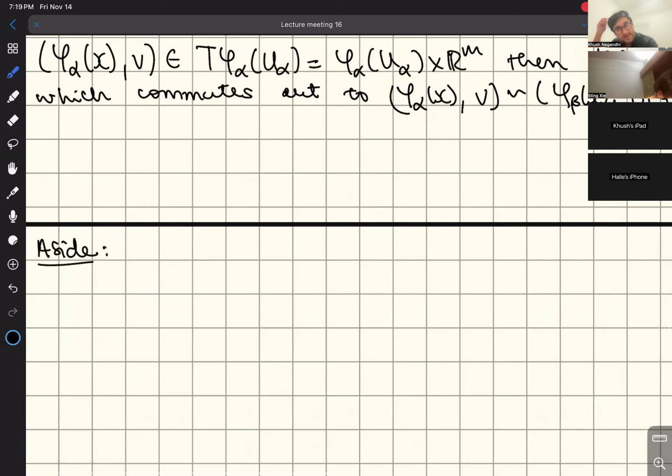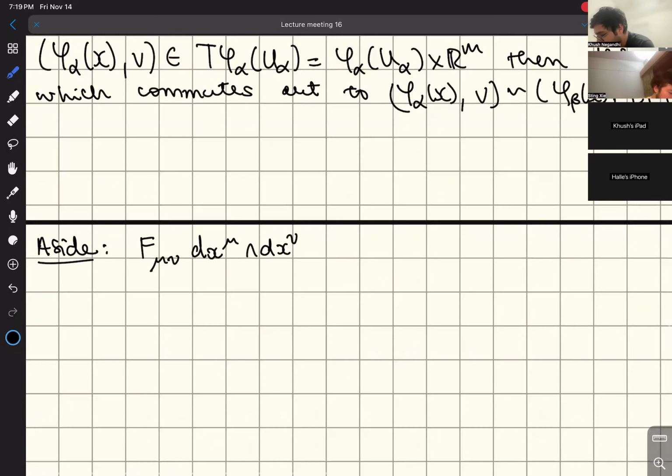If you've taken Physics 450, the tensor F mu nu is a two tensor. It's actually a two form given by this. And in a coordinate independent way, this is B plus E wedge dt.